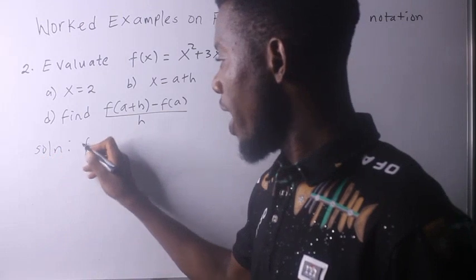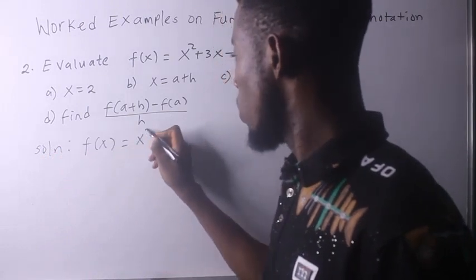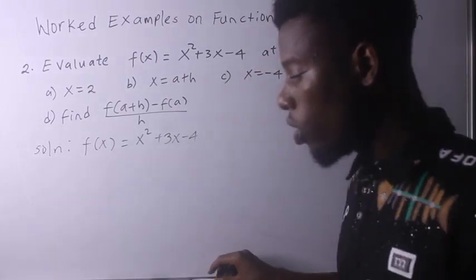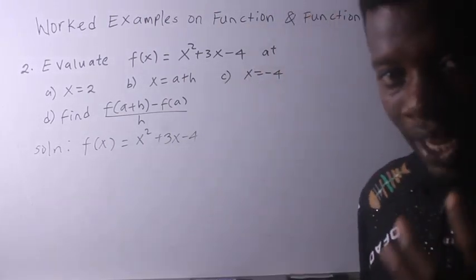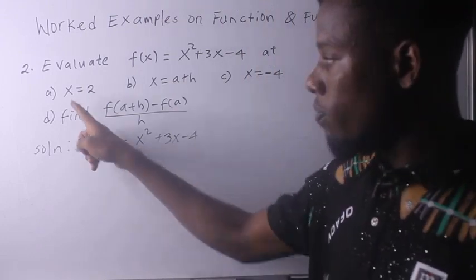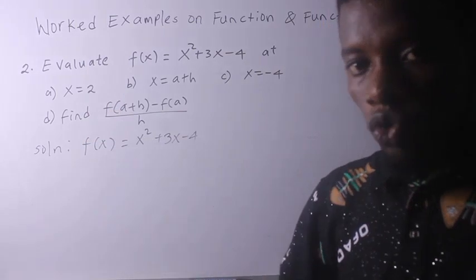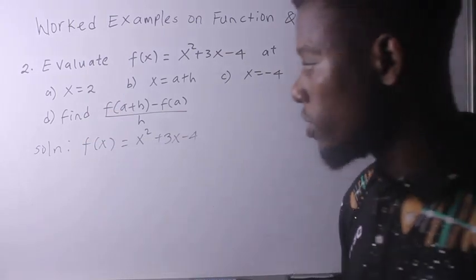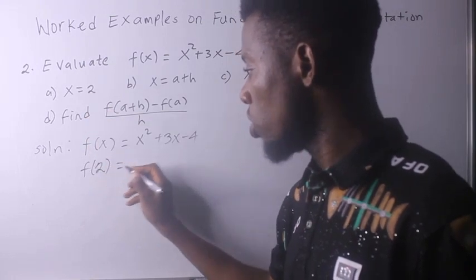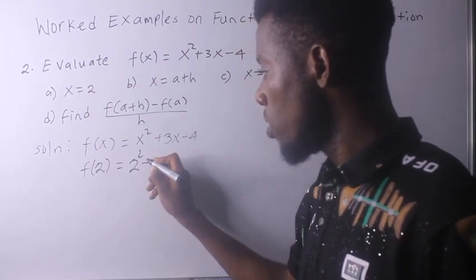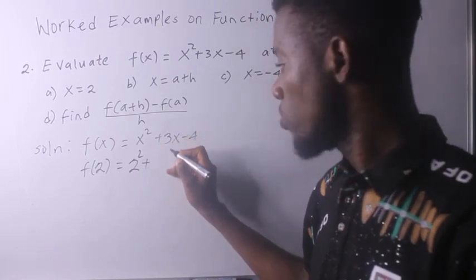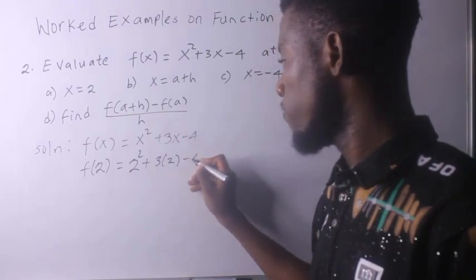So what we'll do is we'll rewrite the function. We rewrite f of x equals x squared plus 3x minus 4. And then we want to know the output value. What will be the output value, which is the value of y, if we take the input value as 2? If we put 2 into this function, what do we get? So f of 2, at x equals 2, is equal to 2 squared plus, this is 3x, so we are multiplying 3 times 2, 3 times 2, minus 4.